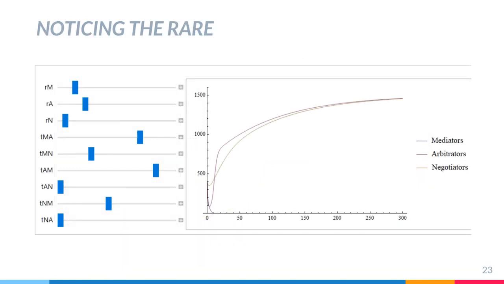Just like the previous case, a rare case can occur where all the constants other than TAN and TNA are positive, with those two being equal to 0. In this case, the negotiators and the arbitrators merge and their population converges to 1500, that is the total population. There will be no mediators left and the complete settlement might as well create a new resolution strategy incorporating both negotiation and arbitration.